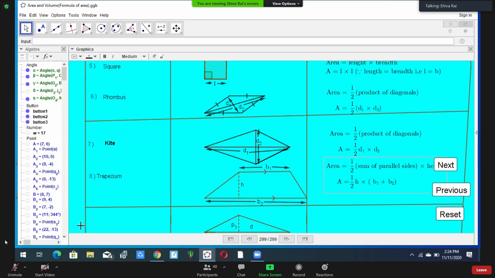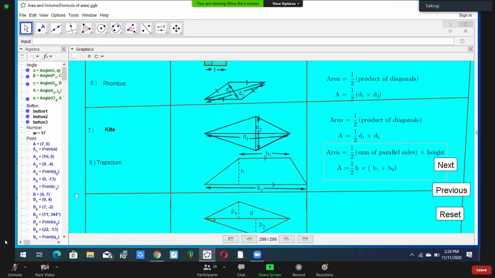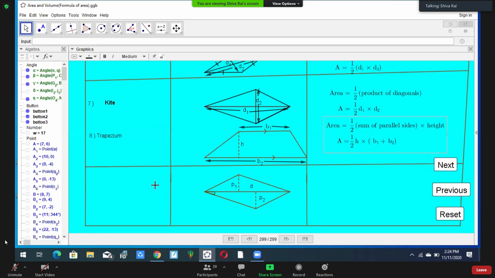Now, let's see another one, number 9. Quadrilateral. The area of a quadrilateral we can find out in a different way. Actually, area of quadrilateral means the area of two triangles. Here you can see two triangles clearly.